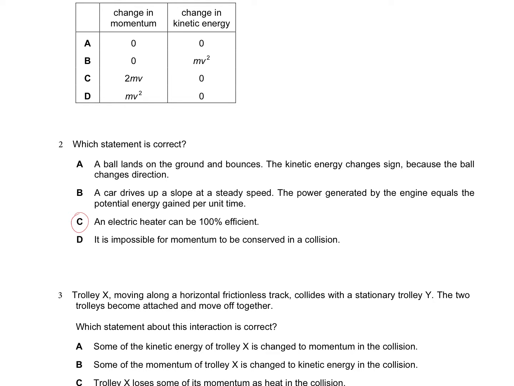It's not A, because the kinetic energy changes sign. Well, kinetic energy is a scalar, so it doesn't have a sign, so that's not right. It's not B, because it drives up at a steady speed. So this is the power generated by the engine equals the potential energy gain per unit time. There will be other forms of energy as well being output by the car, heat, sound, and so on. That's not right, and this is just always wrong.